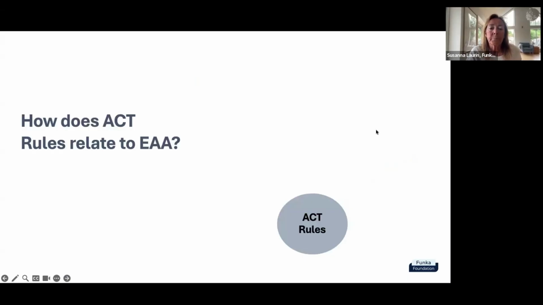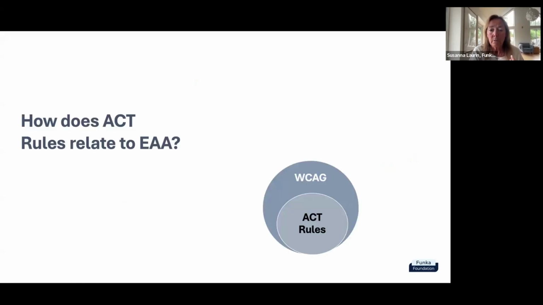So, this is really what triggered this webinar, when somebody asked about the ACT rules and the European Accessibility Act. So we have the ACT rules, which Malin has described, is very useful and also important. But then we have WCAG, which is of course bigger, because the ACT rules do not cover all the WCAG criteria, and for some WCAG criteria they cover part of what needs to be tested. So it's not the whole Web Content Accessibility Guidelines.